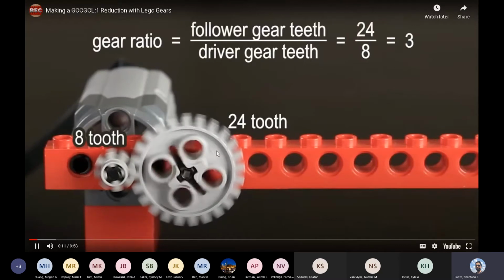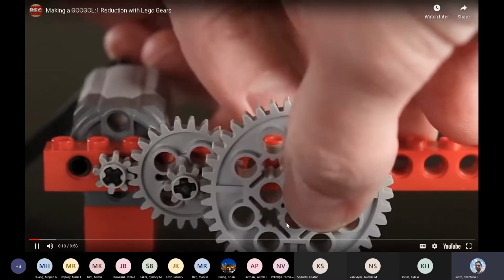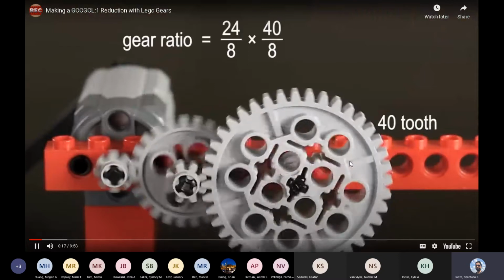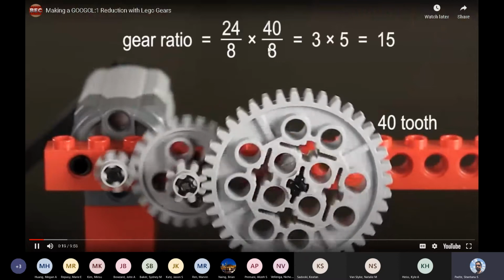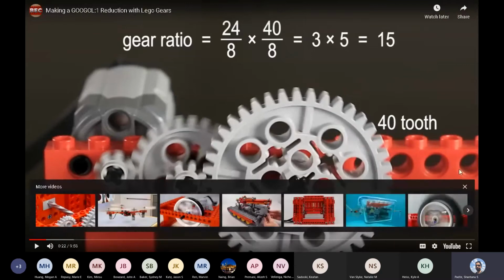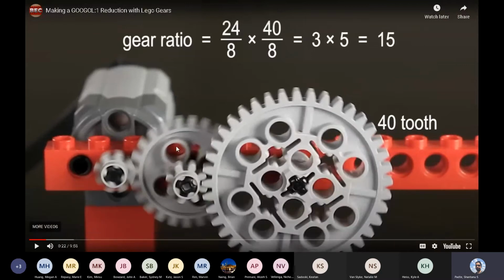So this one has 24 teeth, this one has 8 teeth. Okay. This one has 40 teeth. And so this is how you multiply the gear ratios. Since this one was just like the previous example where you had a small gear and a large gear connected together, if you're comparing the ratio of the second and third gears, you take 40:8 because you're using the small gear here.